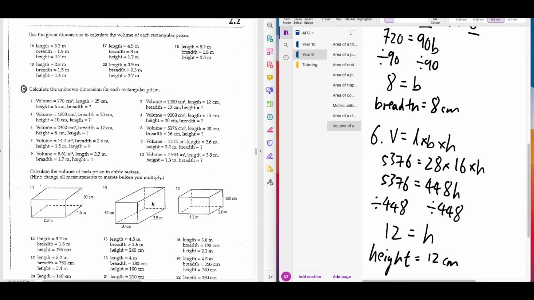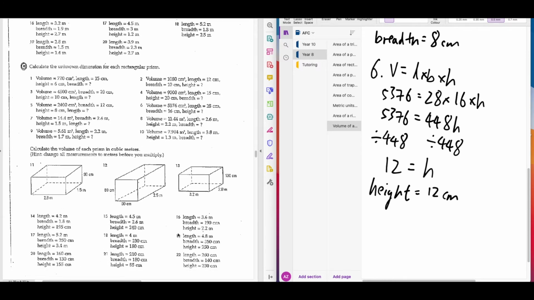All right. Now let's just take a look at one of these. Now, these are all going to be the same, so I'm just going to pick one. Calculate the volume of each prism in cubic meters. Hint, change all measurements to meters before you multiply. Okay, sure. So let's just take a look at question 12. Right. So write the formula down first. Volume equals to length times base times height.